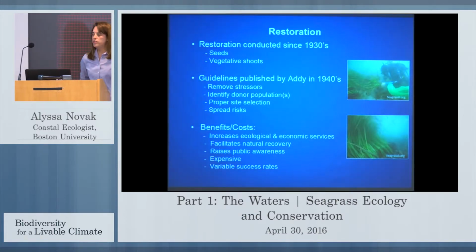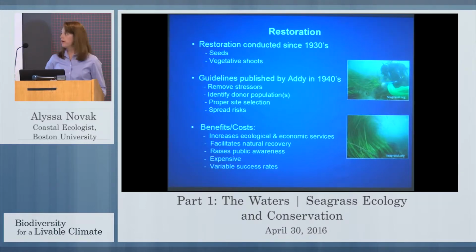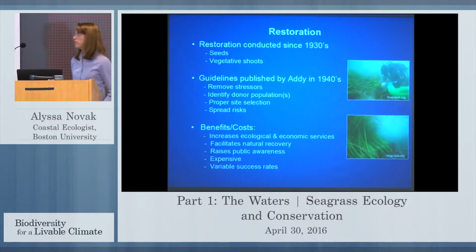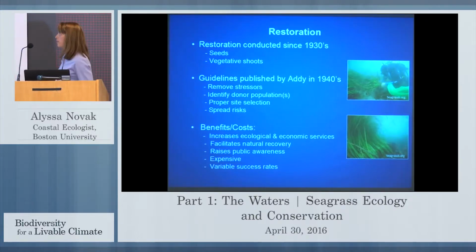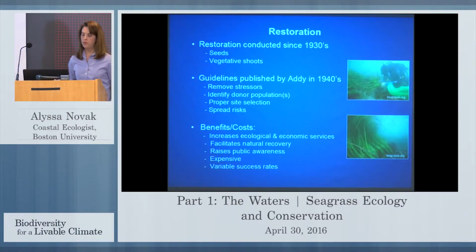So what do we do when we start seeing declines or we lose seagrass habitat? We restore. Restorations have been conducted since the 1930s, so this is not a new concept for seagrasses. You can either restore using seeds or you can use vegetative shoots.